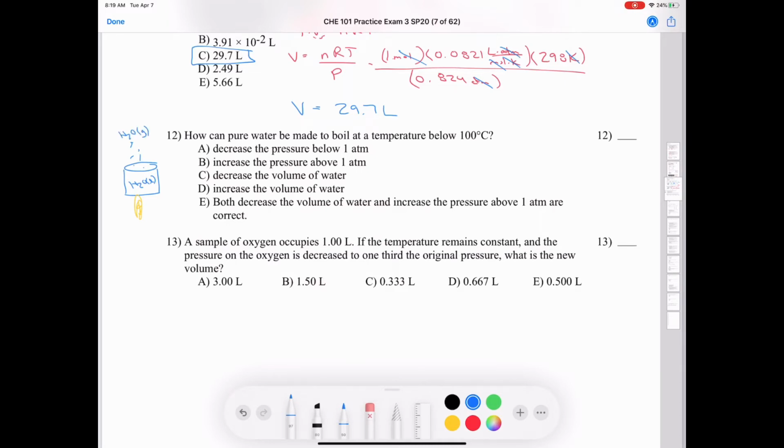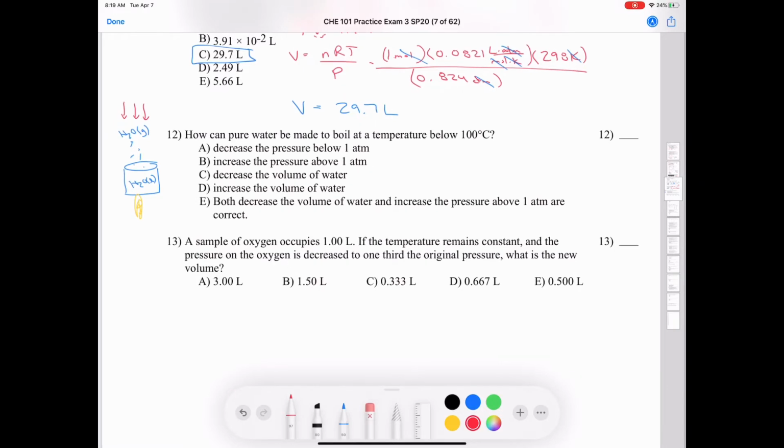Well, how can I make that boil below 100 degrees Celsius? What I'm going to have is less atmospheric pressure. So if you think about what's holding those water molecules in the liquid phase, there's atmospheric pressure pushing down on them. So the less atmospheric pressure that I have, the easier it will be for the water molecules to escape into the gas phase. So because of that, I'm going to have to decrease the pressure below 1 atmosphere. So that would be A.